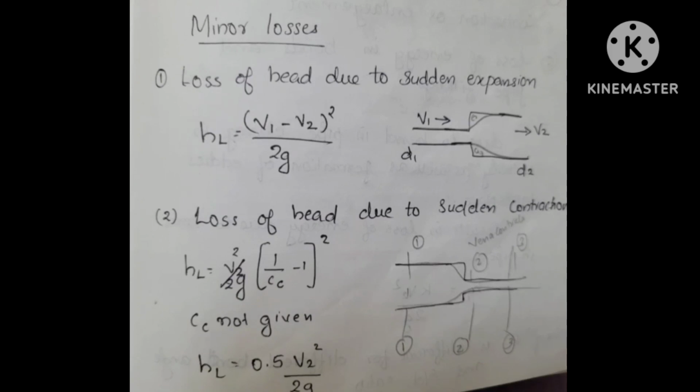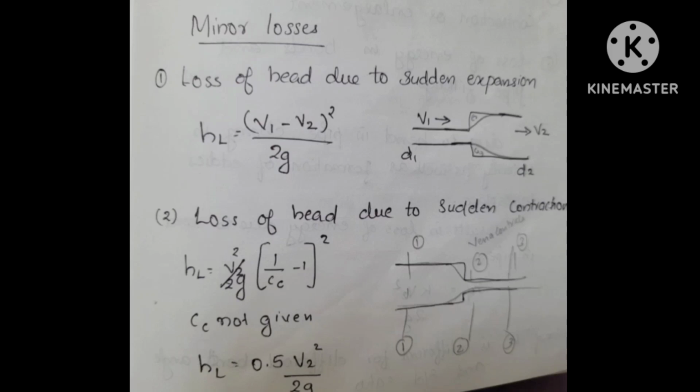Here in this figure we can see initially the pipe diameter is D1 and suddenly increases to D2, and velocity also changes. Initially velocity is V1 and the final velocity is V2. So head loss is found out by using the formula hL, head loss, is equal to (V1 minus V2) the whole square by 2g. Then next one is head loss due to sudden contraction.